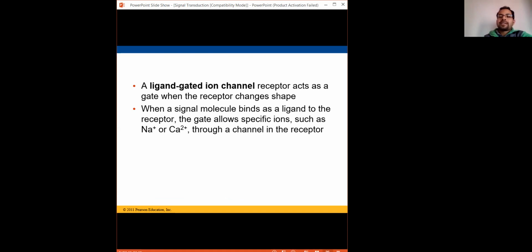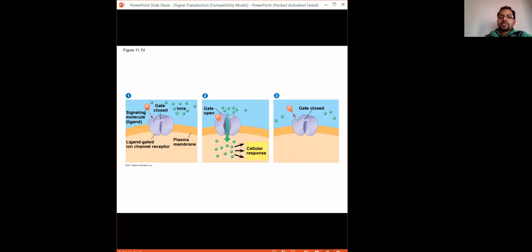This acts as a gate when the receptor changes its shape. When a signal molecule binds as a ligand to the receptor, the gate allows some specific ions, for example, sodium or calcium, through a channel in the receptor. Now you can see a very simple mechanism. So this is a ligand gated ion channel which is present on the plasma membrane.